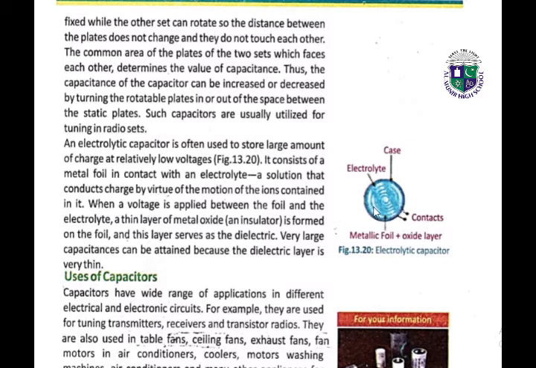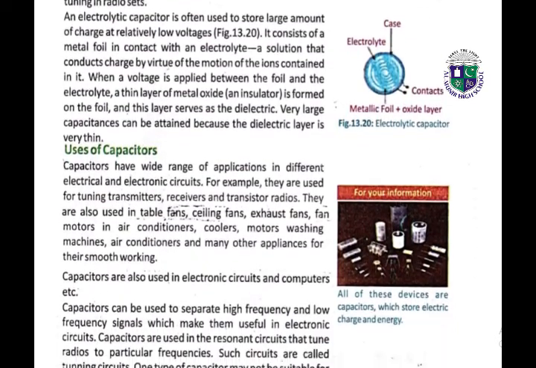When a voltage is applied between the foil and the electrolyte, a thin layer of metal oxide, an insulator, is formed on the foil, and this layer serves as dielectric. Very large capacitances can be attained because the dielectric layer is very thin. So that is all about the electrolytic capacitor.